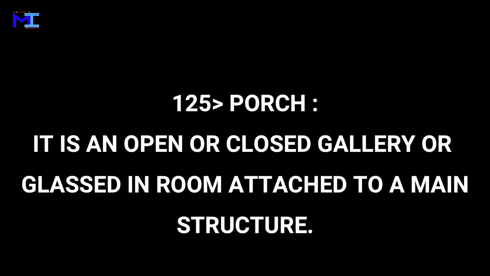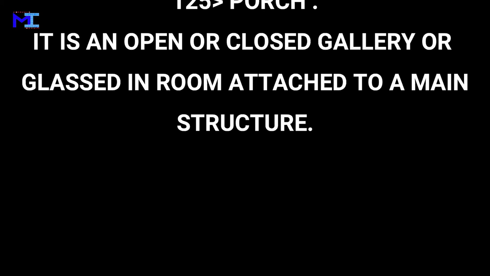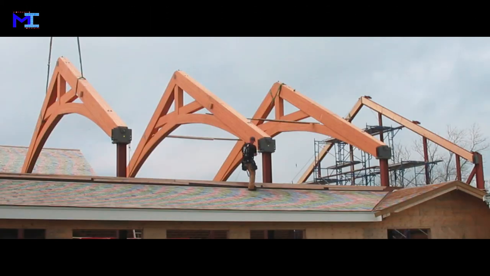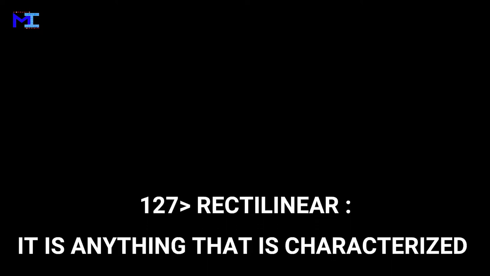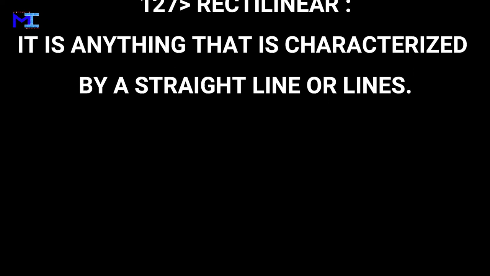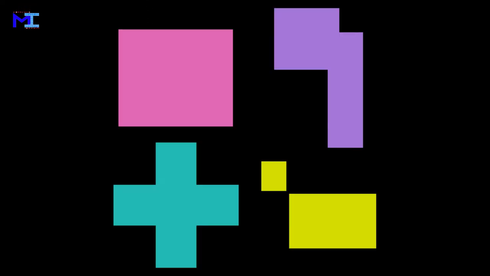Porch, it is an open or closed gallery or glassed-in room attached to a main structure. Rafter, it is an inclined roof framing member extending to the eave from the roof. Rectilinear, it is anything that is characterized by a straight line or lines.